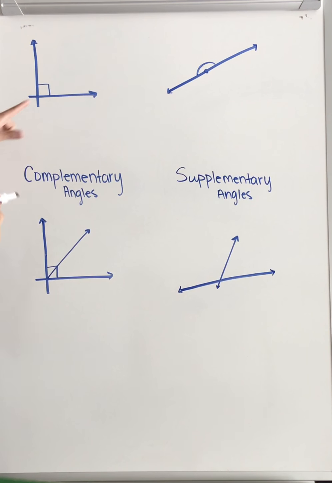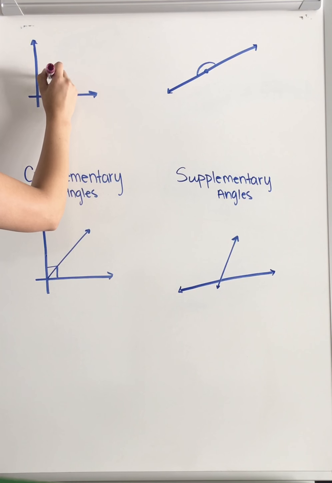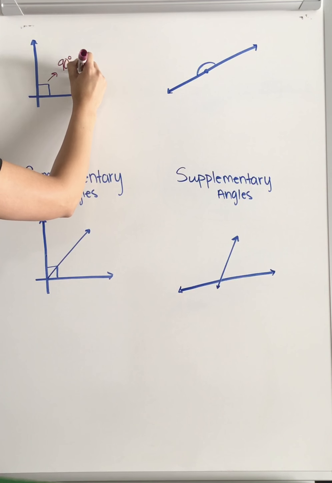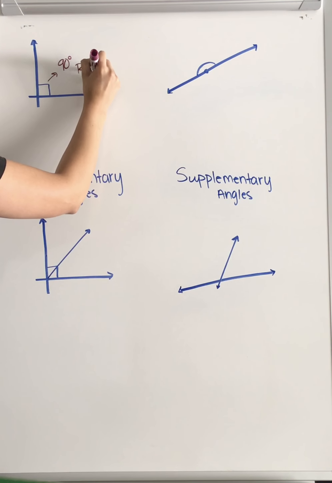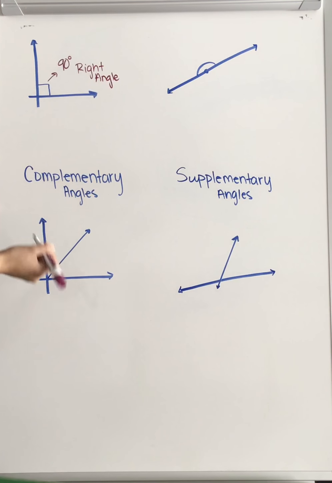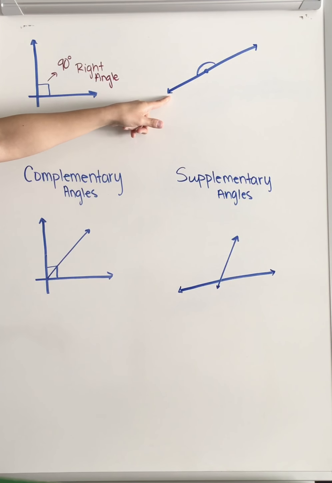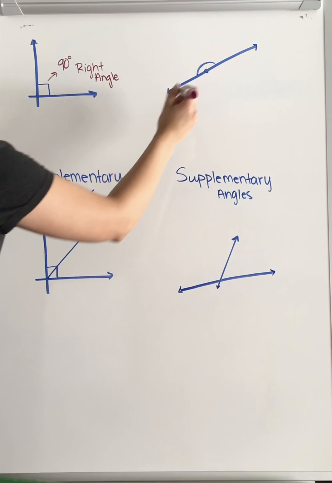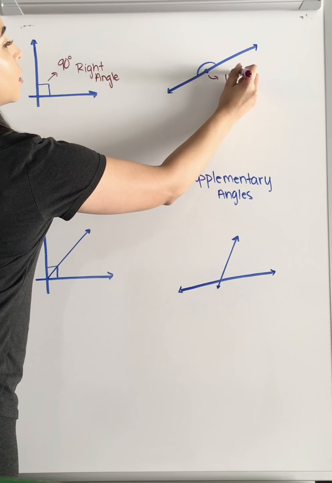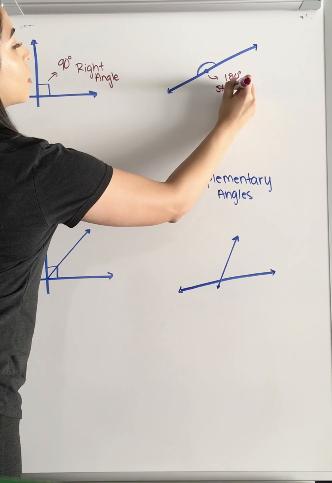Review. Right angles, straight angles. That little box in the corner, you remember, means this is a 90-degree angle. We call that a right angle. That straight line right there is called a straight angle. And you should remember that is 180 degrees.